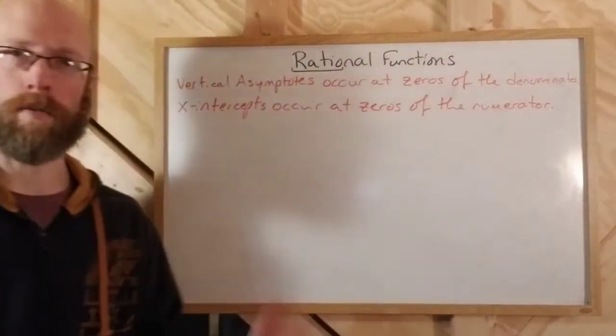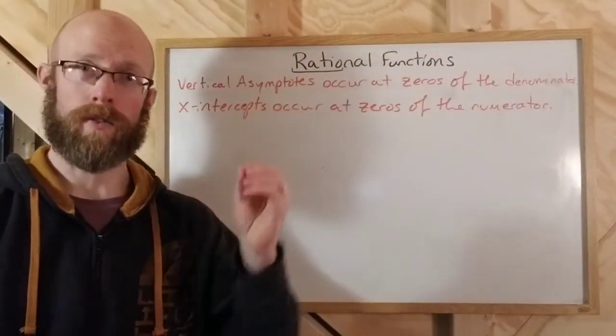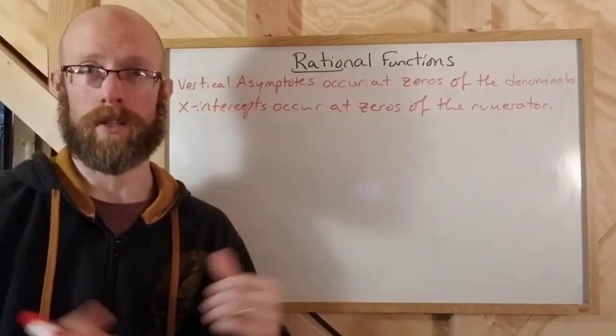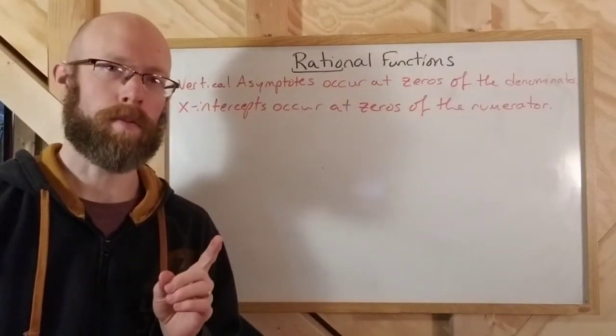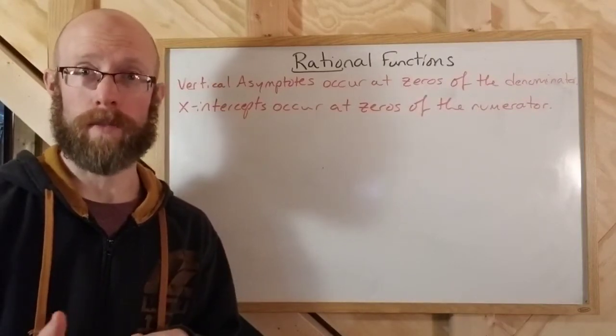Okay, so that kind of makes sense. If the top is 0, the whole fraction is 0. If the bottom is 0, the whole fraction is undefined. But what happens, and here's the exception, if both are 0 at the same time for the same x value?